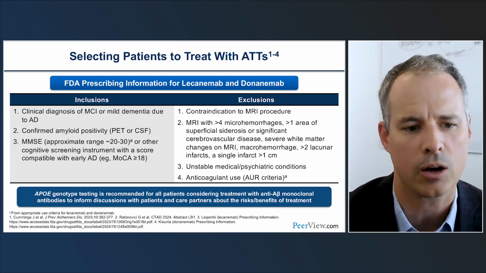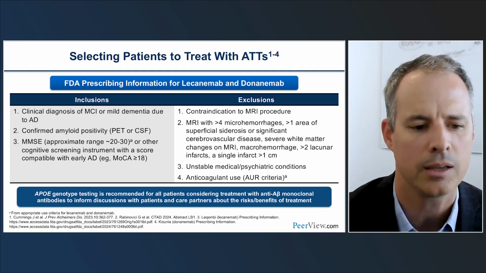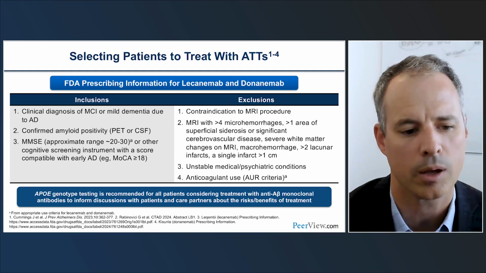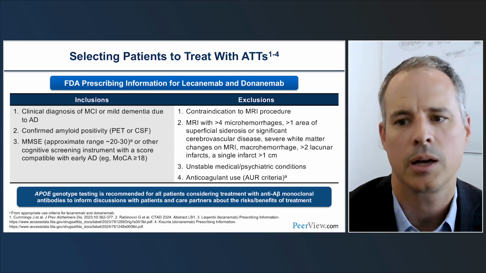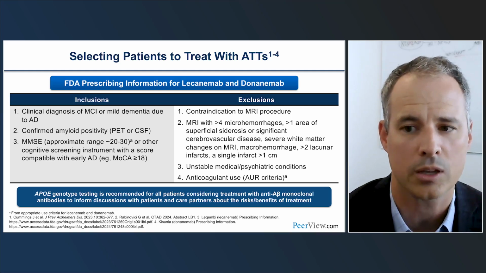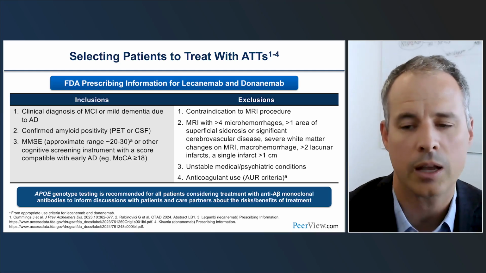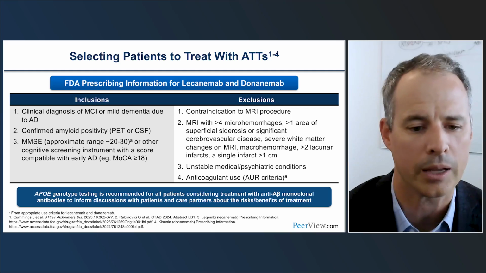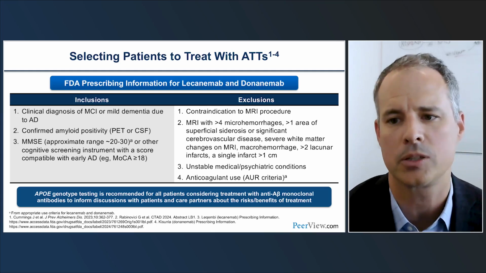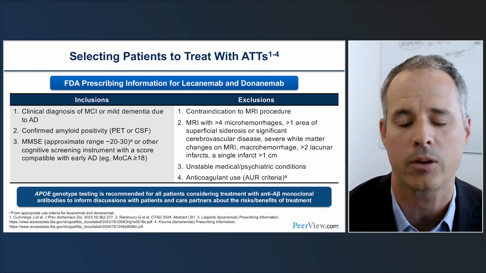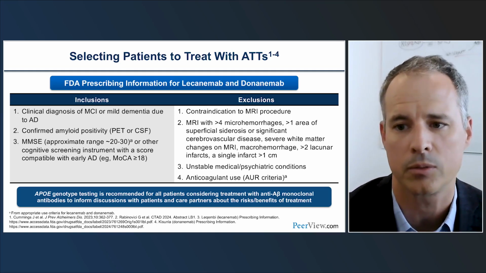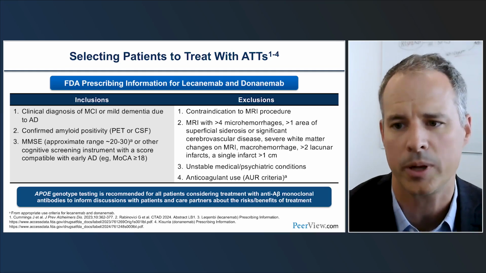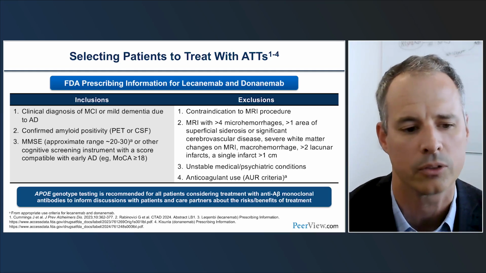Anticoagulation use is not a hard exclusion criteria according to the FDA, but it was included in the appropriate use criteria paper that was recently published. It's important to note that anticoagulation use is not associated with an increased risk of ARIA according to the Clarity AD trial, but some of the bad outcomes, the patients that had these rare, severe outcomes, such as macrohemorrhage, were often on anticoagulants, which has prompted people to be wary of anticoagulation. At our center, we actually still include patients with anticoagulation, and they were included in trials.